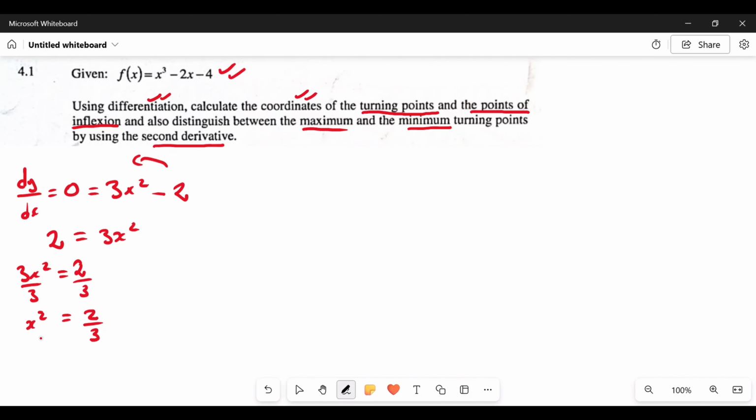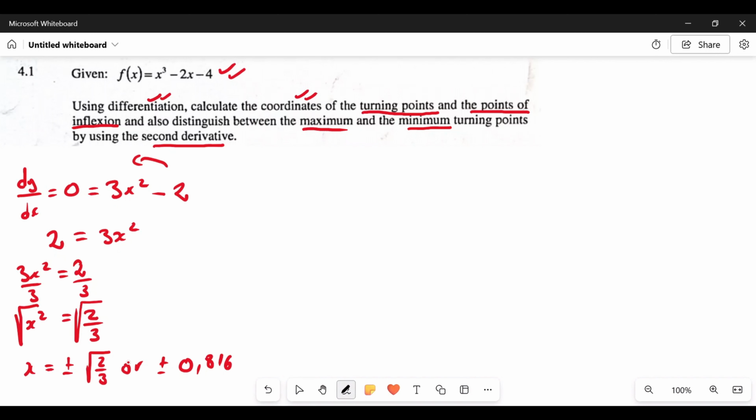But we are not looking for x squared. We're looking for only x. So we need to take the square root on the left-hand side and on the right-hand side. But what you do on the left-hand side, you also have to do on the right-hand side. So our x is going to be equal to plus or minus the square root of 2 over 3, or plus or minus 0,816. There we go. So this here is going to be our x.